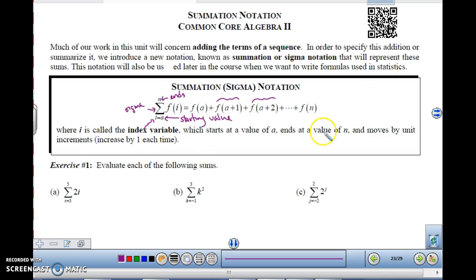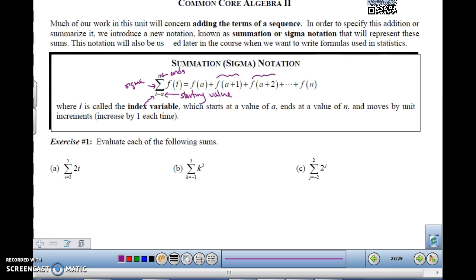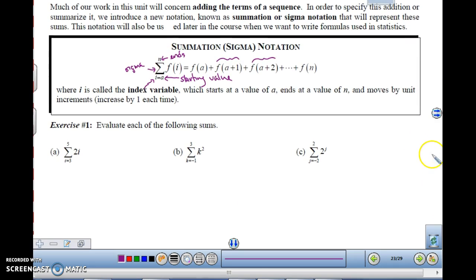All right, now this kind of notation looks a little weird when you see it, but if you take a look at how it's actually used, it makes a lot more sense. Okay, so let's evaluate each of the following sums. We have the sigma notation of i equals 3 to 5 of 2i. So what this means is if i is 3, that is going to be your first term, you would take 2 times 3.